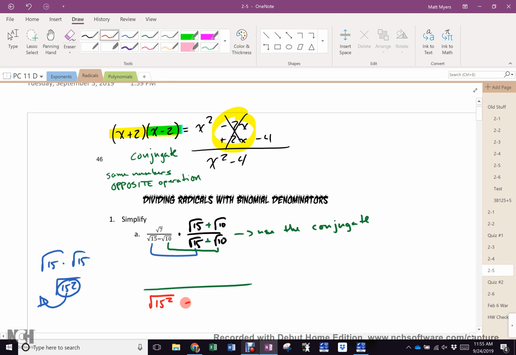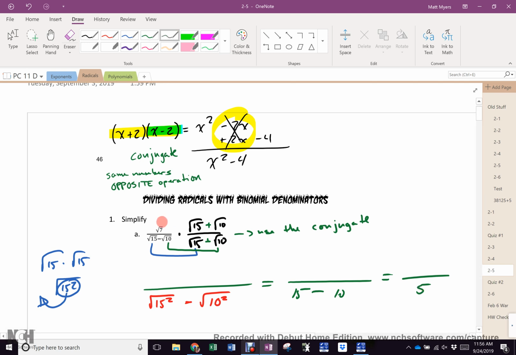And then I'm going to subtract the root of what? I only got to do the F and the L of FOIL, so what's going here? 10 squared. And then, of course, it takes literally 1 second to do my whole denominator. What's the square root of 15 squared? 15. Minus, what's the square root of 10 squared? 10. What's 15 minus 10? 5.